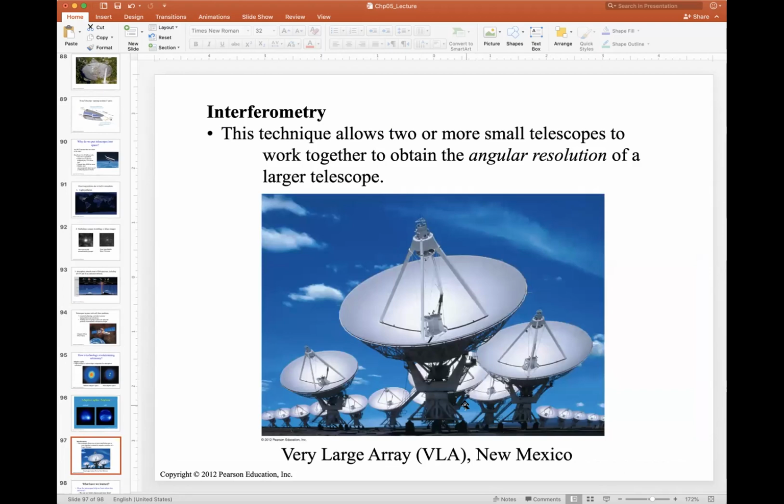And then we have interferometry. These techniques allow two or more small telescopes to work together to obtain a better angular resolution, like a larger telescope. For example, this is the Very Large Array, VLA, in New Mexico. You might have one single dish, 10 meters for example, but that's not enough. If you want something bigger, you can avoid building a very big telescope by connecting a bunch of smaller telescopes together, which gives you better angular resolution.